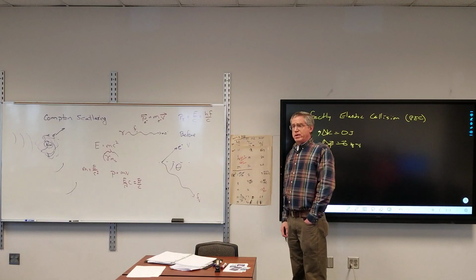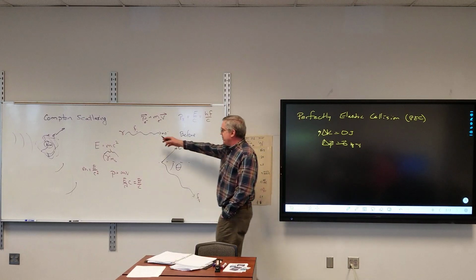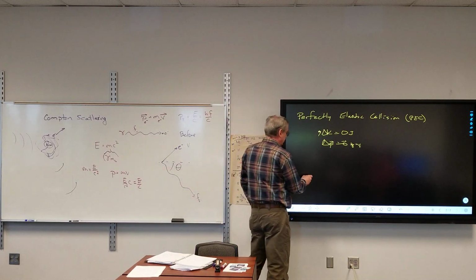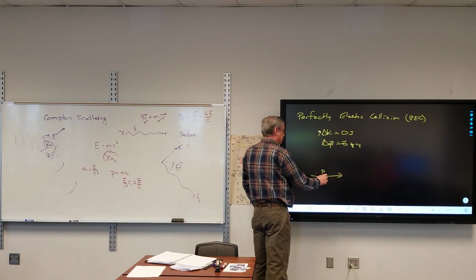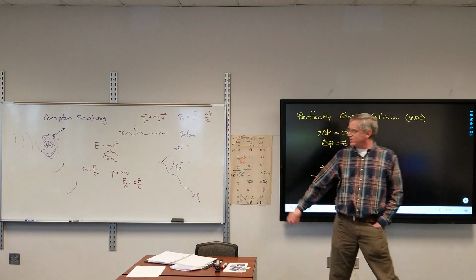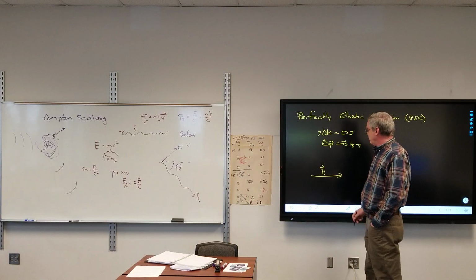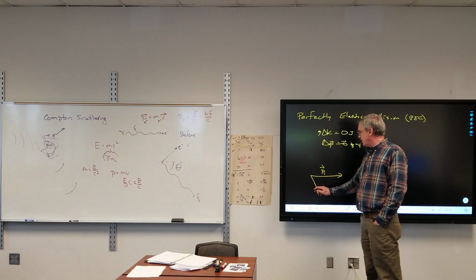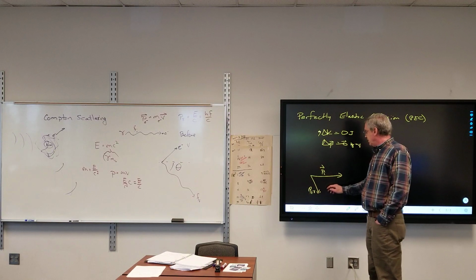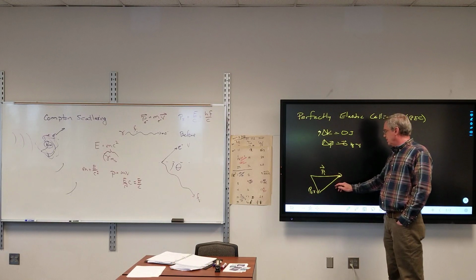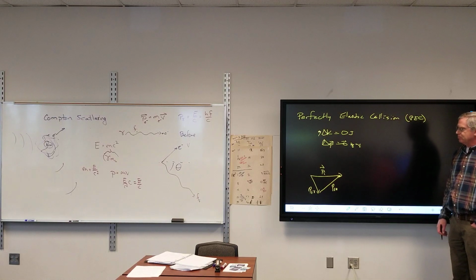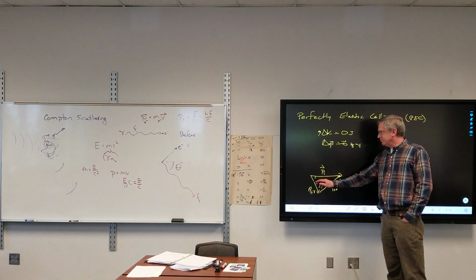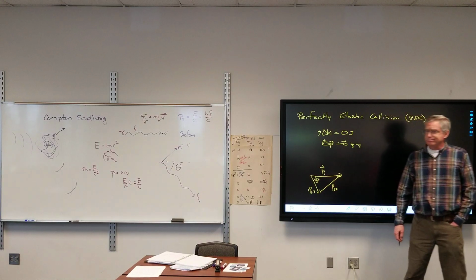So initial momentum equals final momentum. My initial momentum, I just have one. That's my initial momentum. My final momentum is the sum of those two. The light is shooting off in that direction, so that's going to be the final momentum of the light. And my electron is shooting off in that direction, and that would be the final momentum of the electron. And this angle right here, theta.